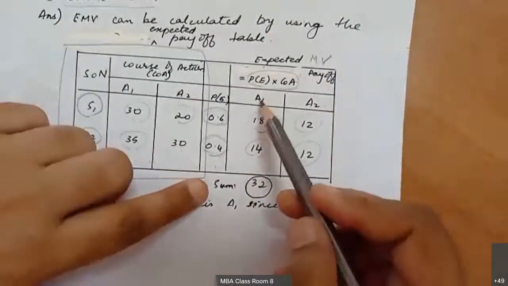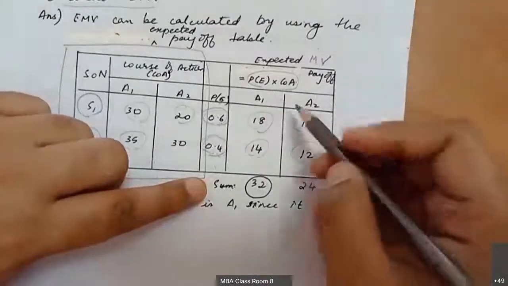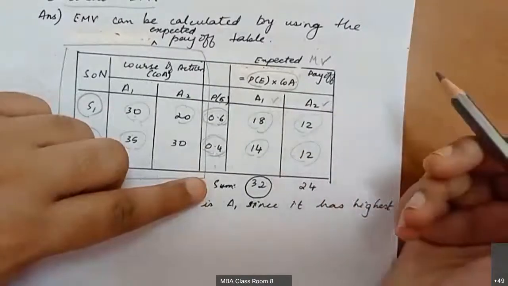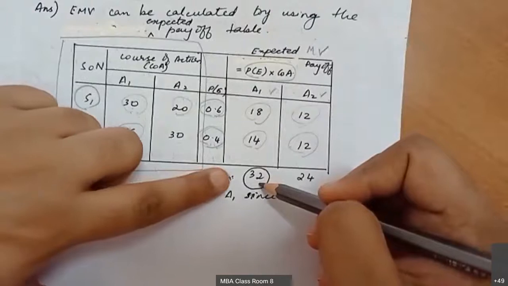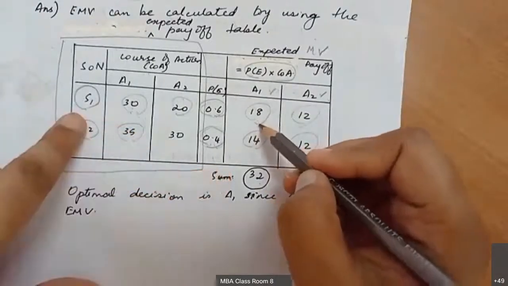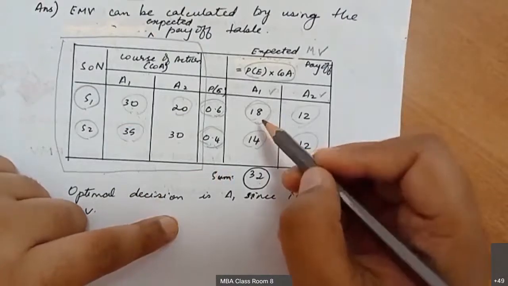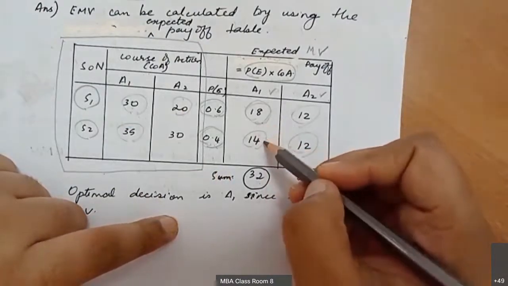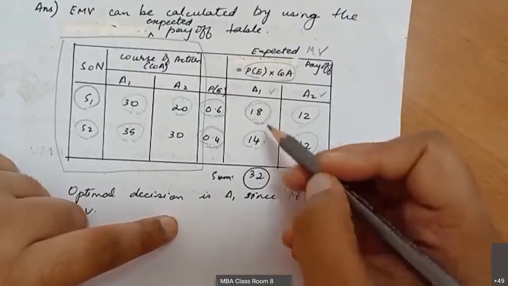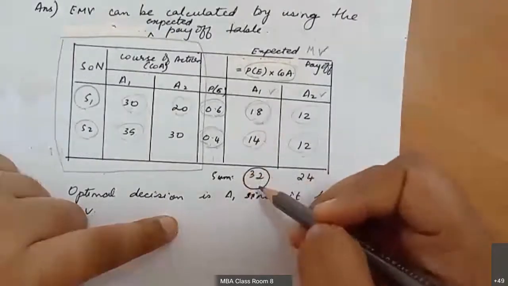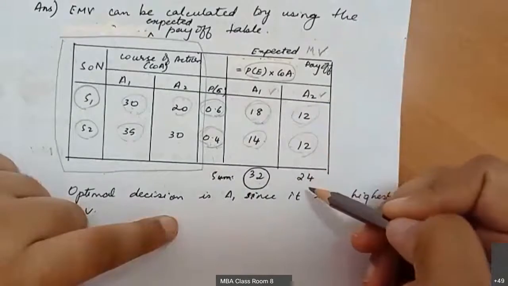And then what you have to do? We have to check which strategy is better, right? We have to check whether A1 is better or A2 is better. For that, take this column, add the values. When there is lower demand, the expected monetary value is going to be 18. And when there is higher demand, the monetary value is going to be 14. Those values we add and you will get 32. And for strategy A2, it is 12 plus 12, that is 24.